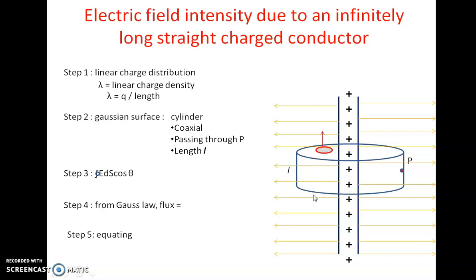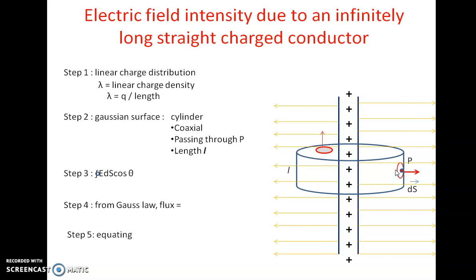For the top and bottom surfaces, theta. What is theta? The angle between E and ds. See, E is in this direction and ds is in this direction. For all the areas on the top surface and bottom surface, angle theta will be 90, so cos theta will be 0. So they are not going to contribute to the electric flux. Electric flux will only be contributed by this curved surface.